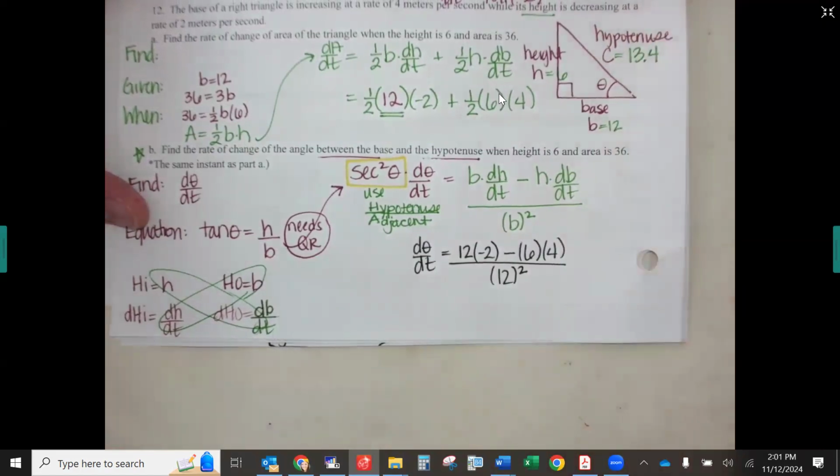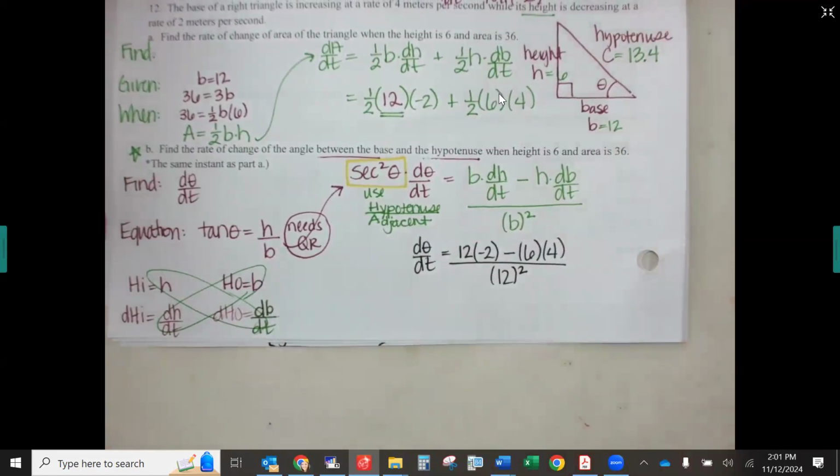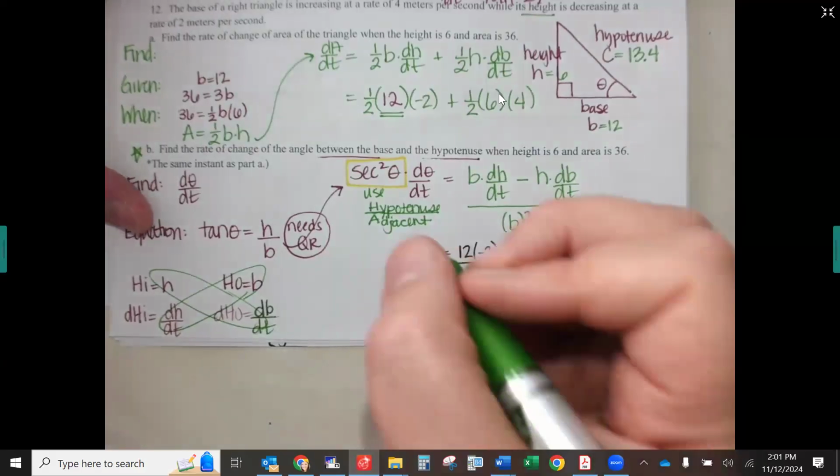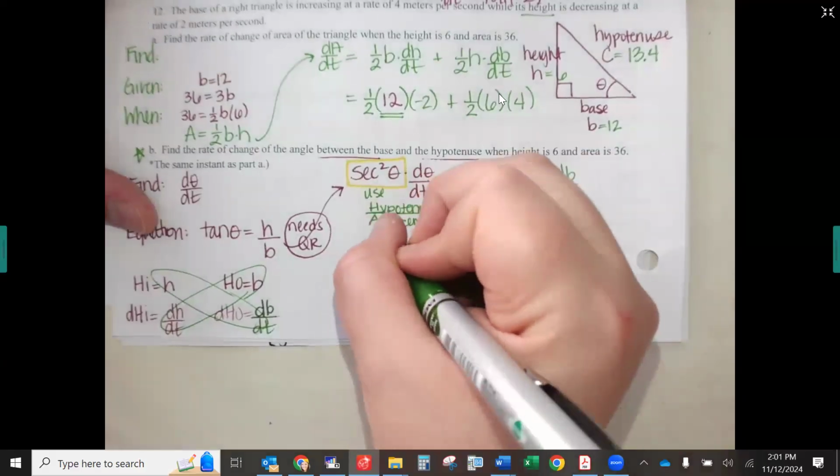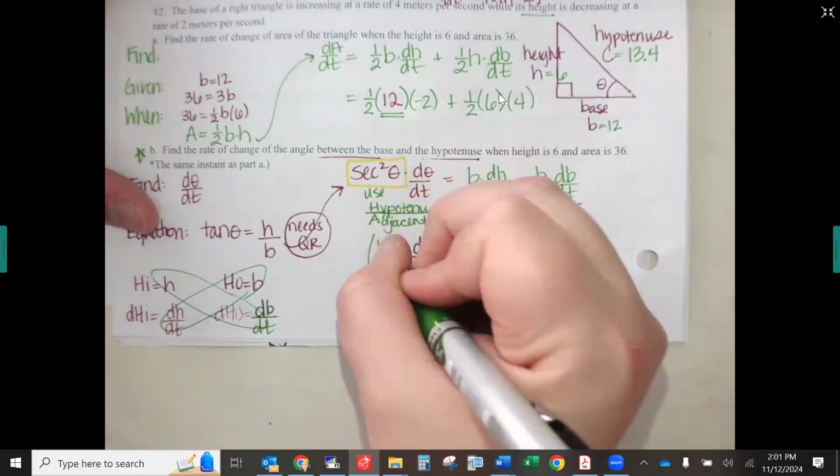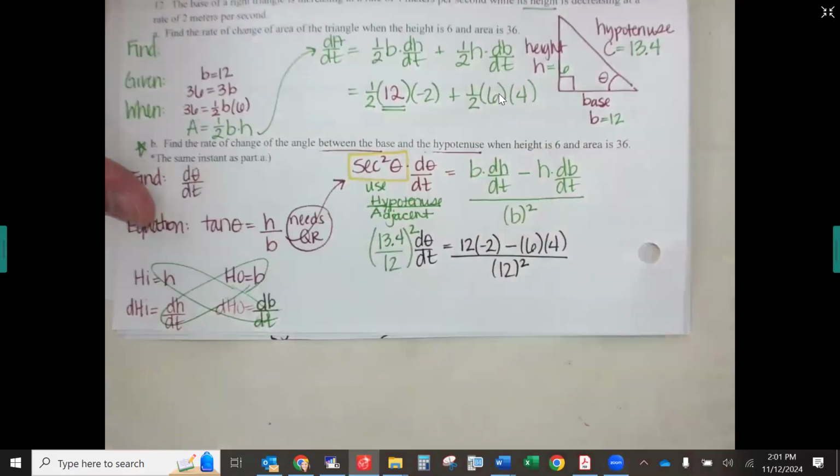Okay, 13.4 is correct. And now that I know my hypotenuse, which of these is the adjacent for me to put it over, the 6 or the 12? The 12 is the adjacent. So it's going to be 13.4 over 12 quantity squared.